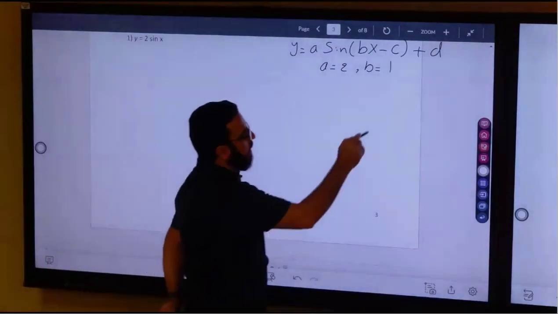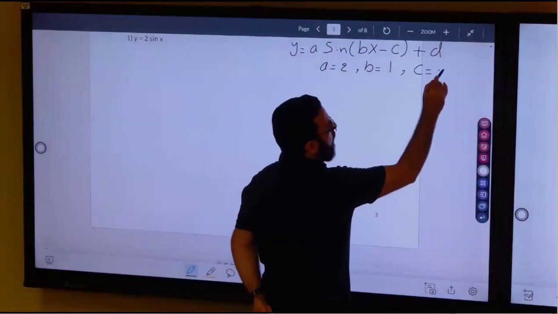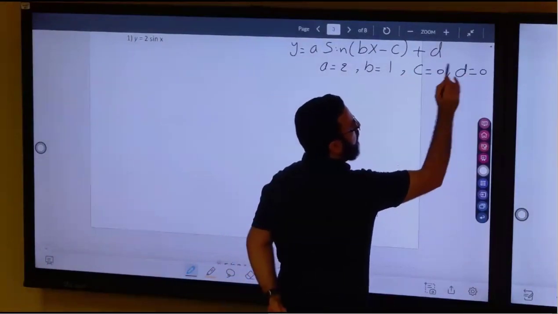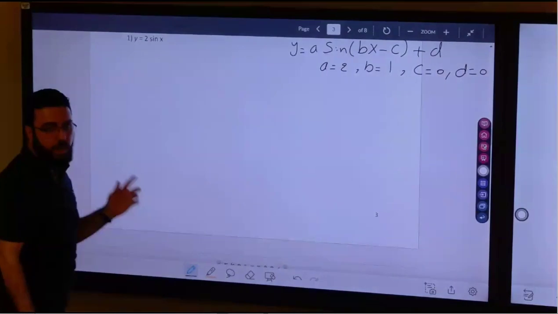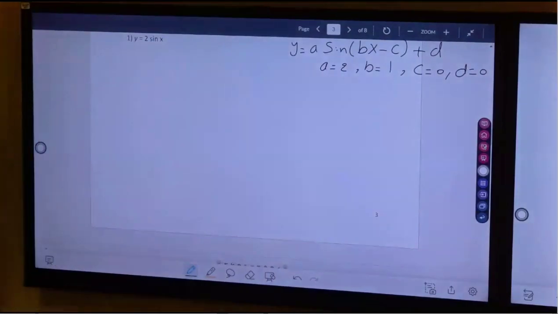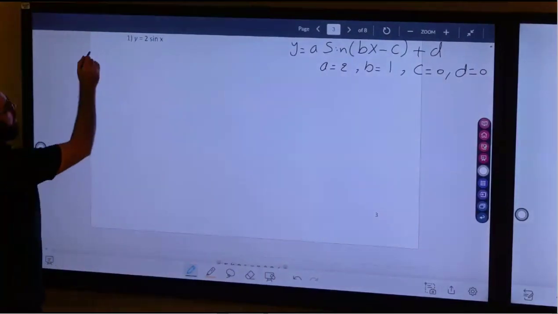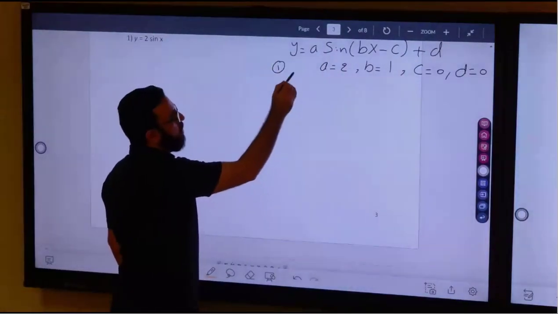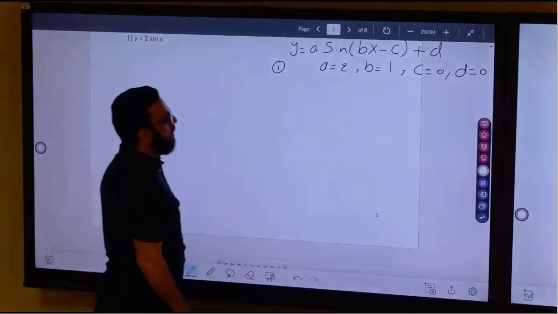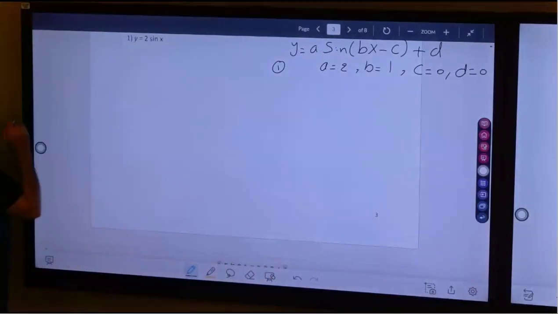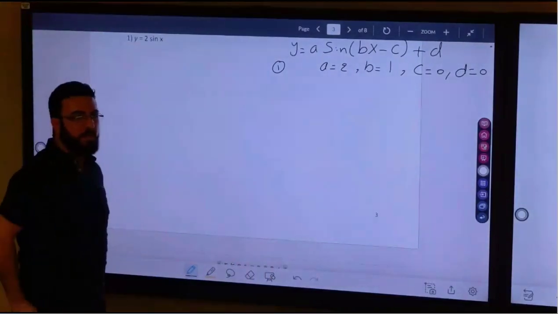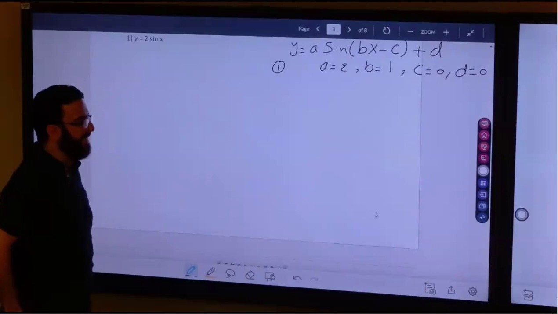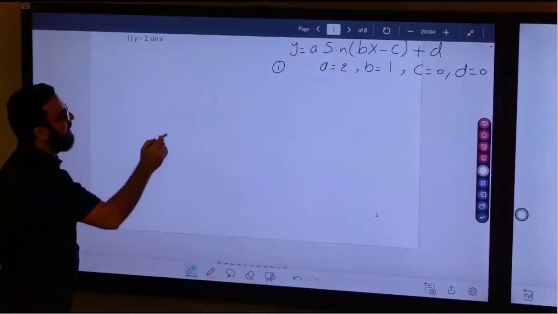How much is C? How much is D? That's it. This is step 1, yes or no? So we got step 1. I need to locate these. There they are. I found them. Step 2 is what?